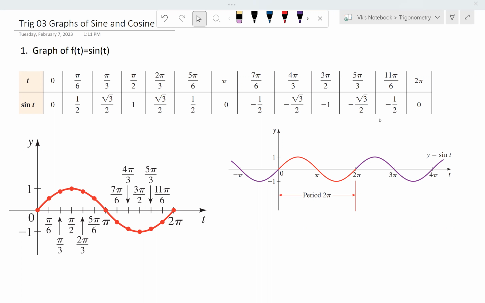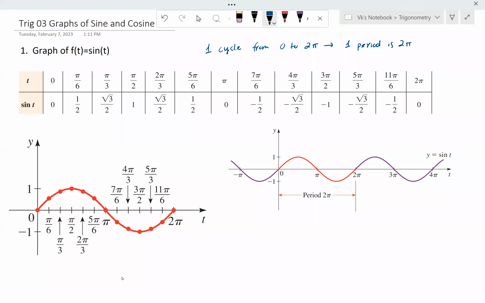Today we explore lesson 3, graphs of sine and cosine. Number 1, let's take a look at the graph of f(t) equals sine t. To do this, the best way is to plot the points. So we have t equal to 0, pi over 6, pi over 3, and so on, all the way up to 2 pi. From 0 to 2 pi is one cycle, and one cycle is called one period.